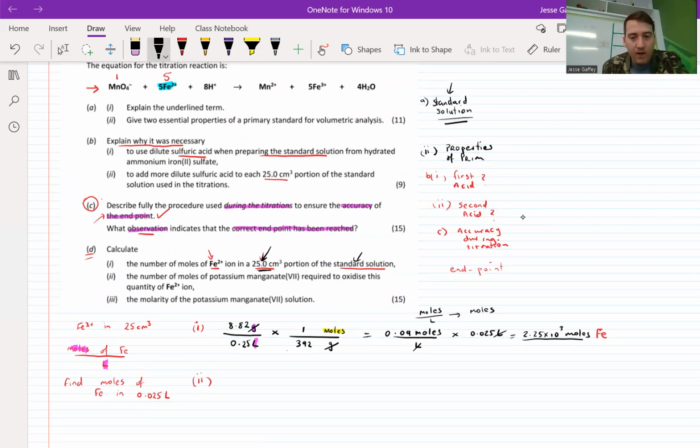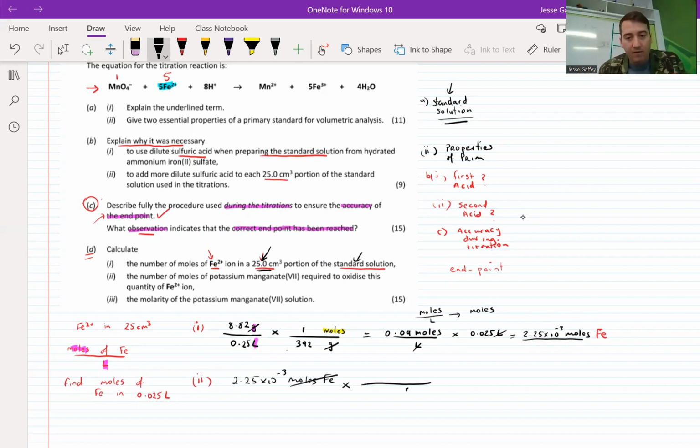Okay, so what we should be doing is rewriting down what we have. We have 2.25 times 10 to the minus 3 moles of Fe. That's minus 3 there, by the way. And we want to times that by, we want to convert, we want to get rid of moles of Fe, and we want to end up with moles of KMnO4. So pause the video now and work through the rest of this by yourself.